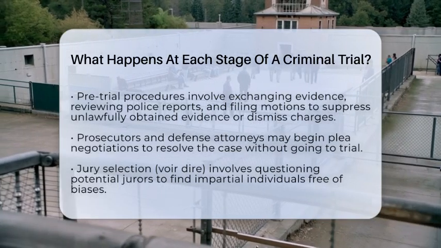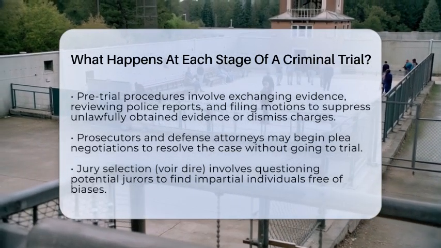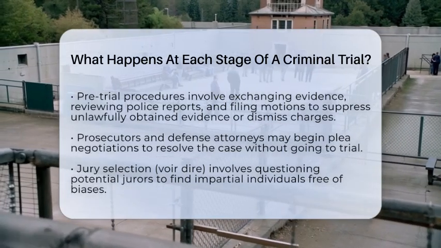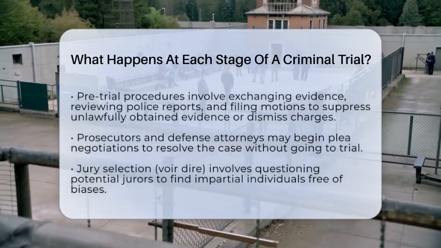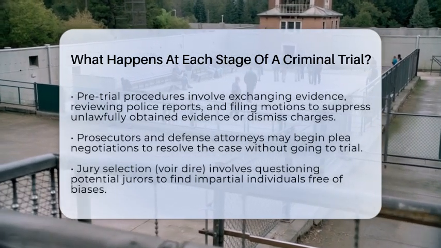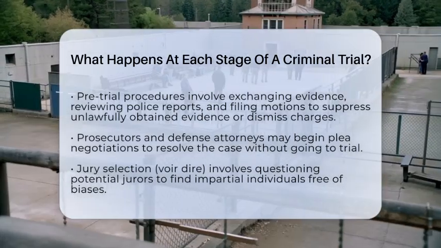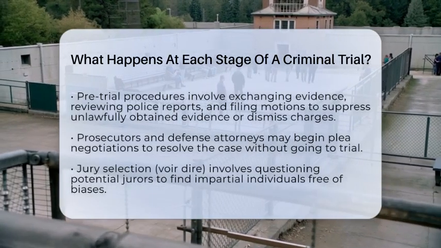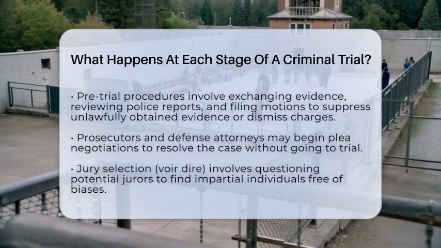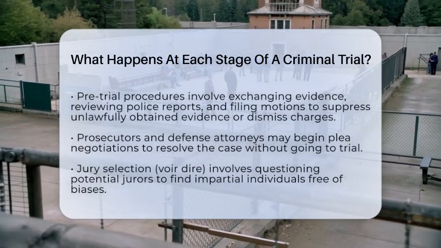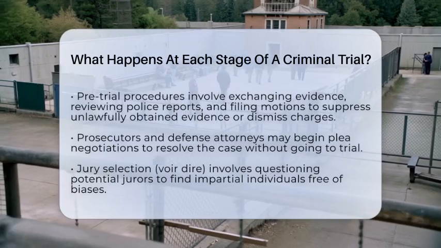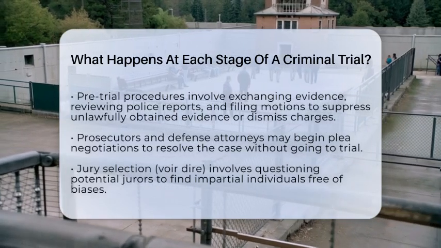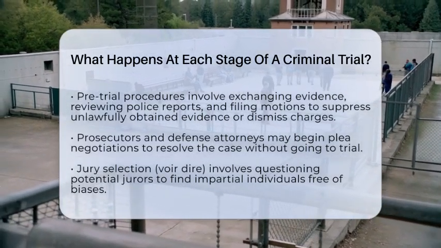First, before the trial begins, both sides go through pre-trial procedures. They exchange evidence and information, a process called discovery. The defense reviews police reports, lab results, and other materials to find weaknesses or rights violations. They might file motions to suppress evidence obtained unlawfully or ask to dismiss charges. Sometimes, the prosecution and defense start plea negotiations, which can resolve the case without a trial.